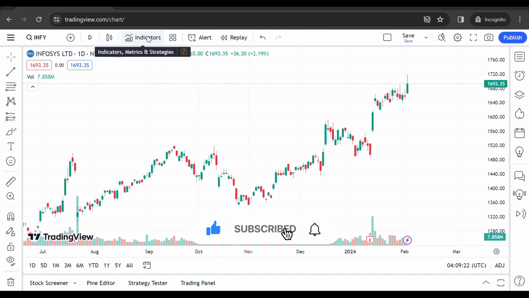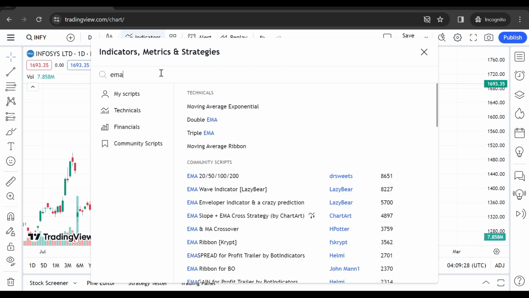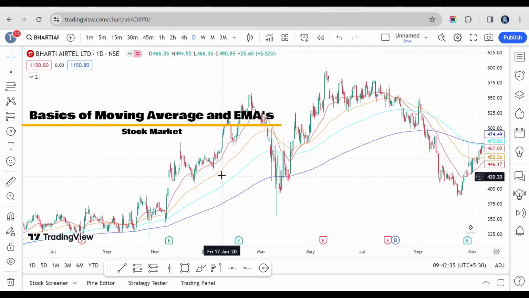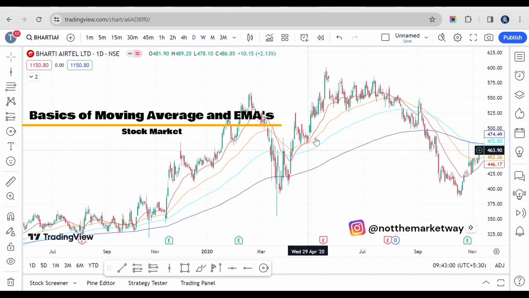To apply this indicator, you go to this section and type EMA. From here, you need to select the 20, 50, 100, 200 EMA. After selecting, this is how it will look on your chart. This indicator is called the EMA indicator, which stands for Exponential Moving Average indicator. And the lines that you are seeing are called moving averages.